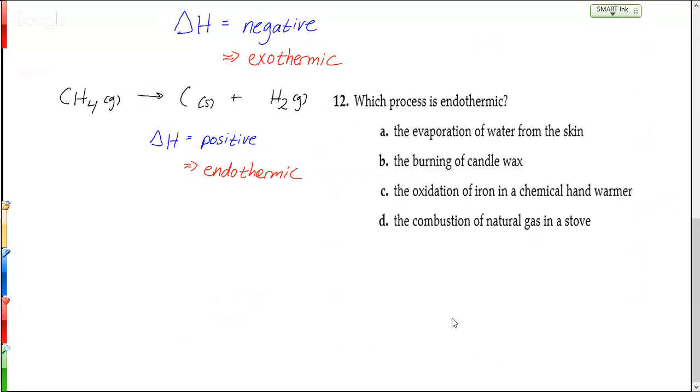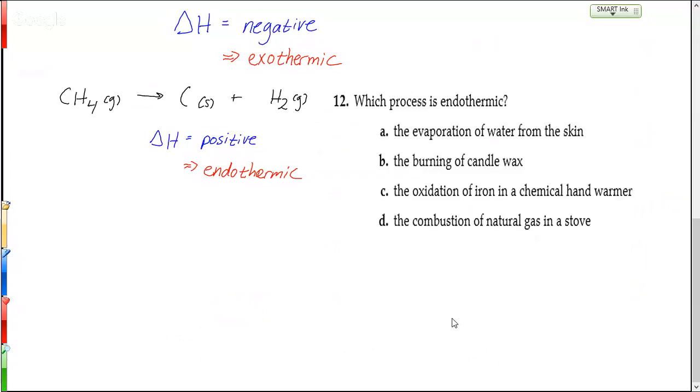Okay, but let's focus it just on the heat. So let's talk about letter C, the oxidation of iron in a chemical hand warmer. What's a chemical hand warmer? Have you ever used those, seen those? So that's not a common reference. But can somebody explain what that does? It's like a bag you kind of break a little bit and then it gets hot. Okay, so there's your clue right there. It gets hot. What does that tell us about the direction of energy transfer in that reaction?